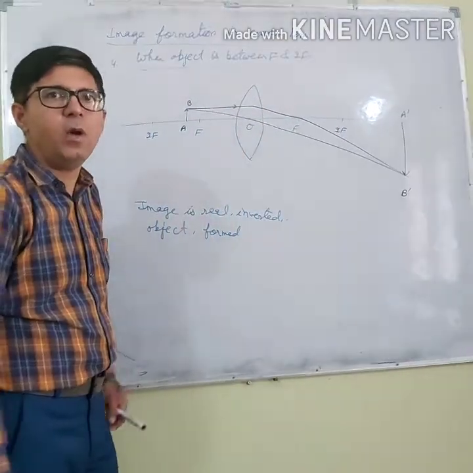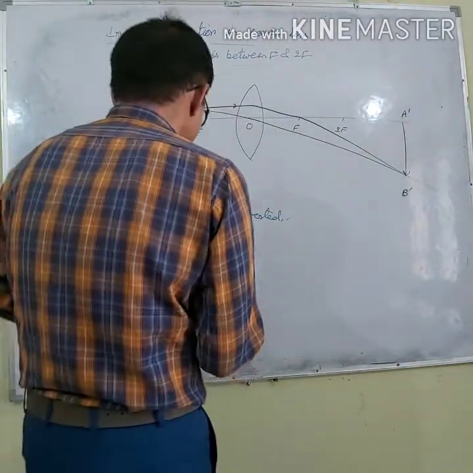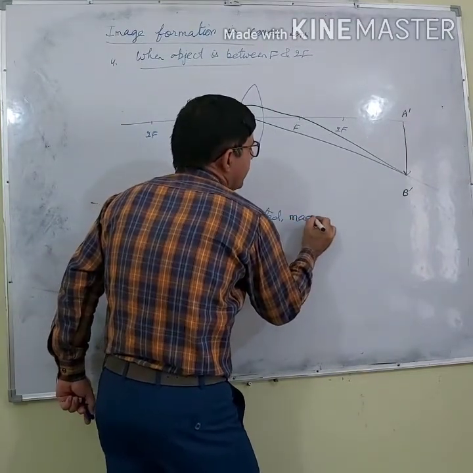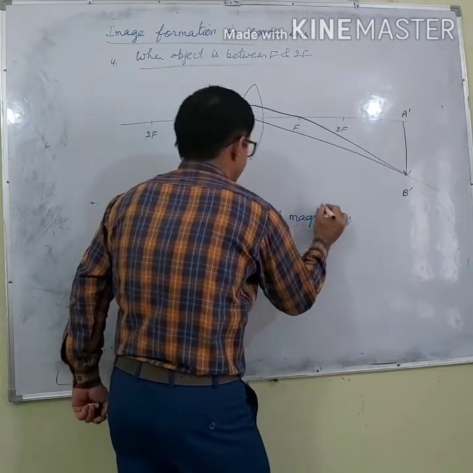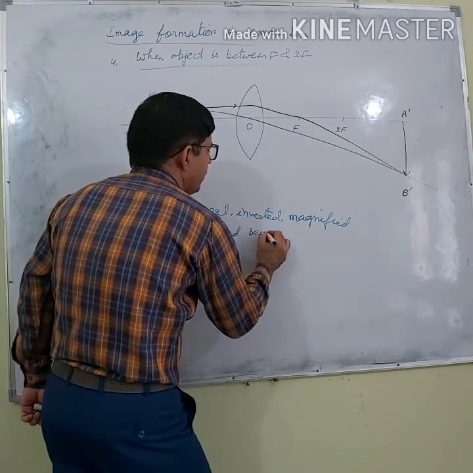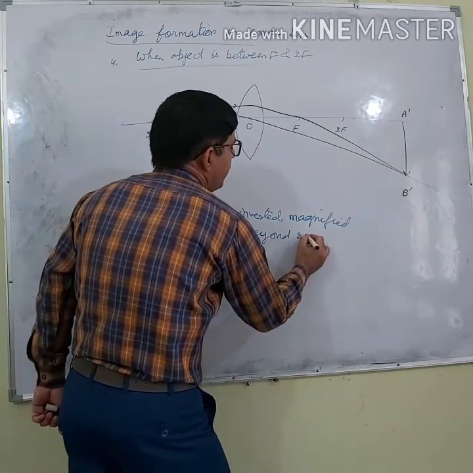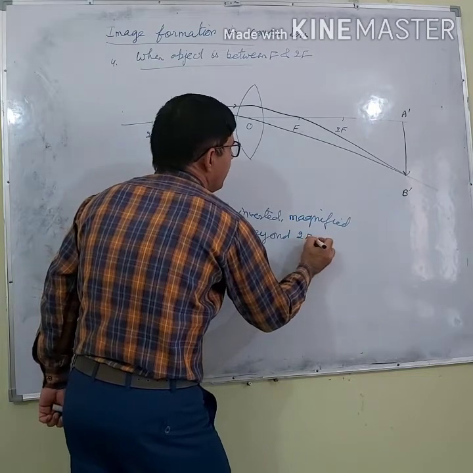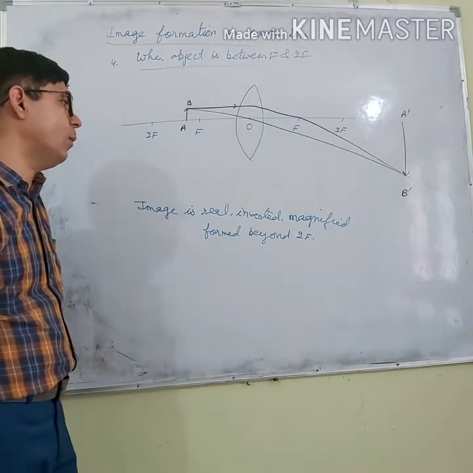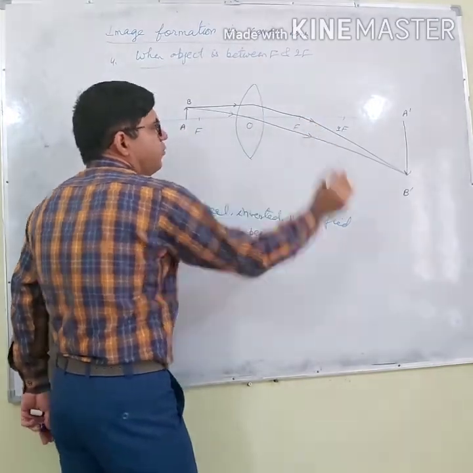So here image is A dash B dash. Is image bigger or smaller? It is bigger. So I will say that image is magnified. Magnified means bigger. And where image is formed? Image is formed beyond 2F. So image is real, inverted, magnified, formed beyond 2F. Why real? Because rays of light are meeting in actual practice.